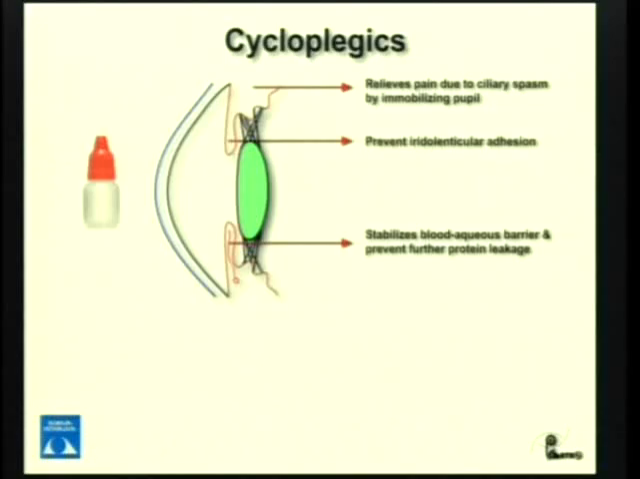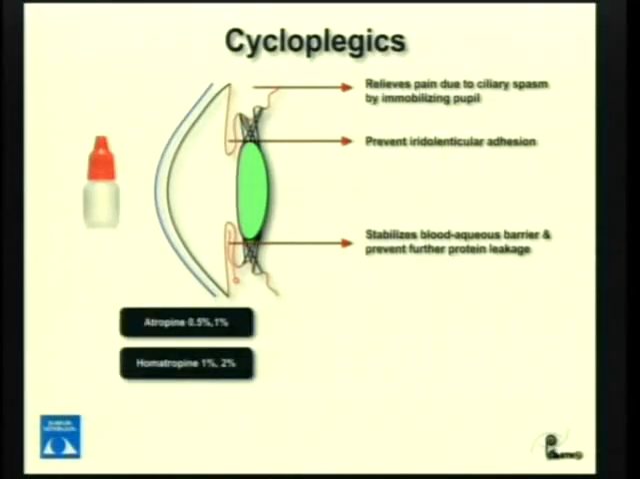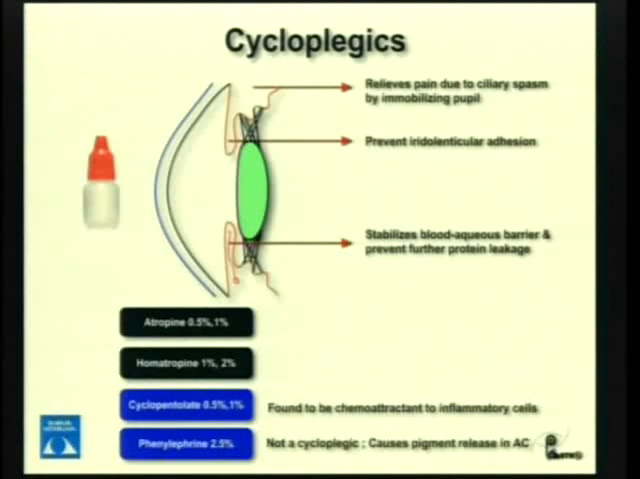Next is cycloplegics. All of you know the mechanism of the cycloplegics, how they act. I'll just go into what cycloplegics are available. Atropine and homatropine are most commonly used in uveitis management. There is another cycloplegic called cyclopentolate. Some people use cyclopentolate also for the treatment of uveitis, but a group of workers found that it is a chemoattractant to inflammatory cells, so it's not recommended for uveitis treatment.